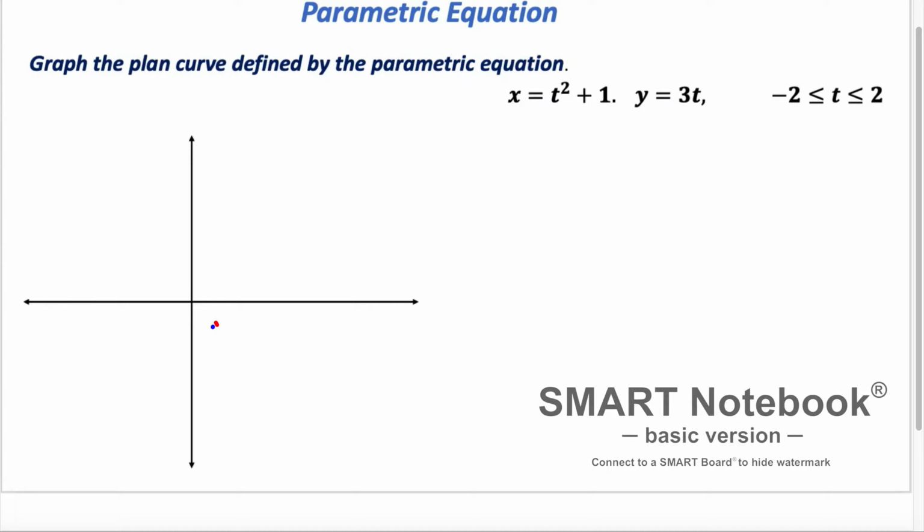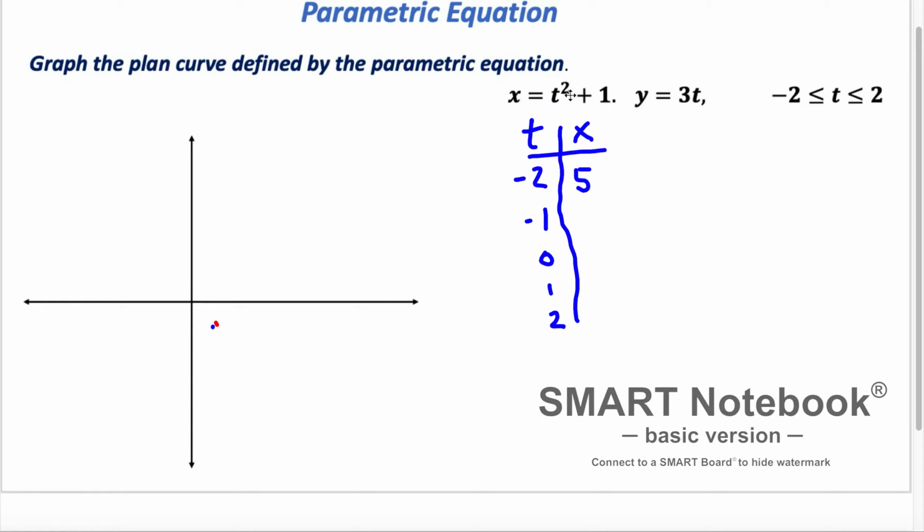So let me take a pen here and graph the table. Here is t, here is x, and I'm taking some values of t: -2, -1, 0, 1, and 2. If I'm plugging -2 in this equation, it is going to be 4 plus 1, which is 5. So I'm evaluating the values of x with respect to t.